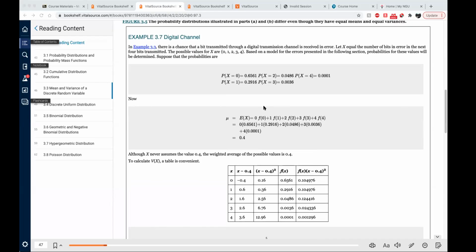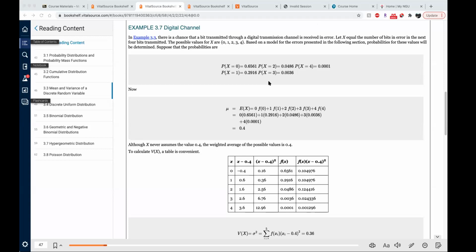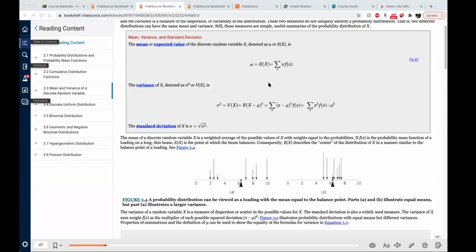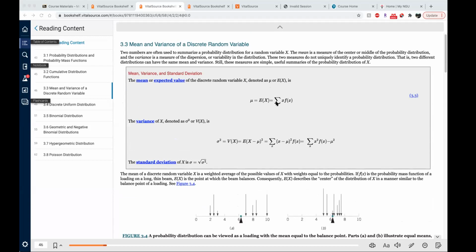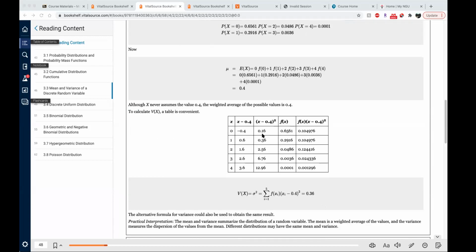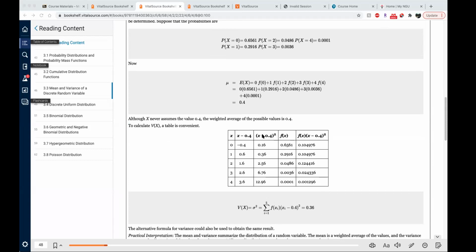Now let's see example 3.8. In this example, the problem asks you to find the mean and the variance using the formula. So here, the definition of mean and then the definition of variance. But let me introduce how to find the mean, variance, and standard deviation using the TI series calculator.